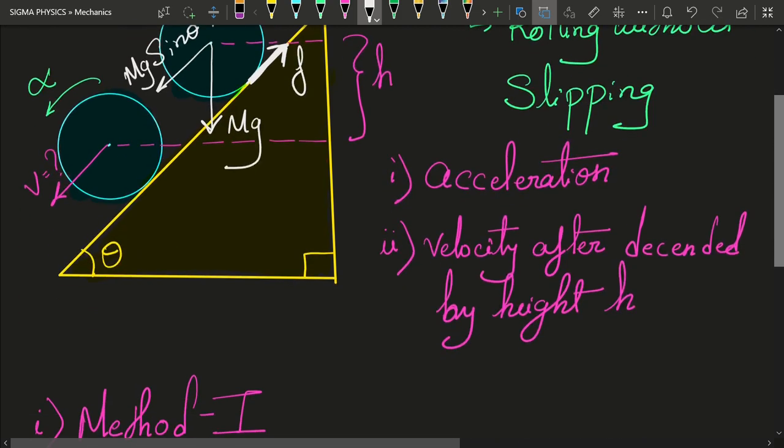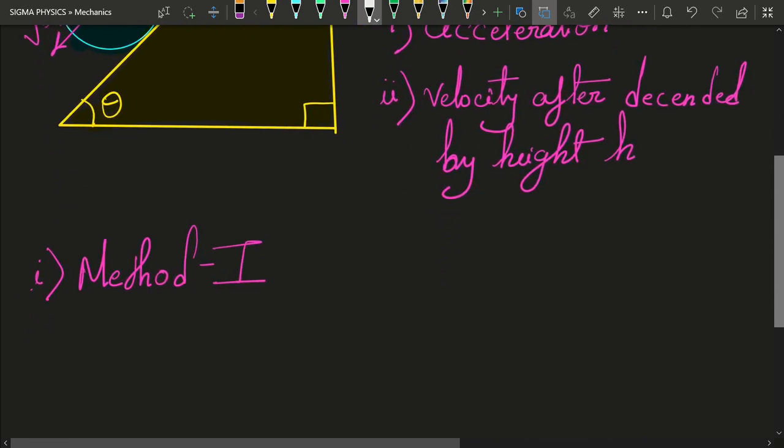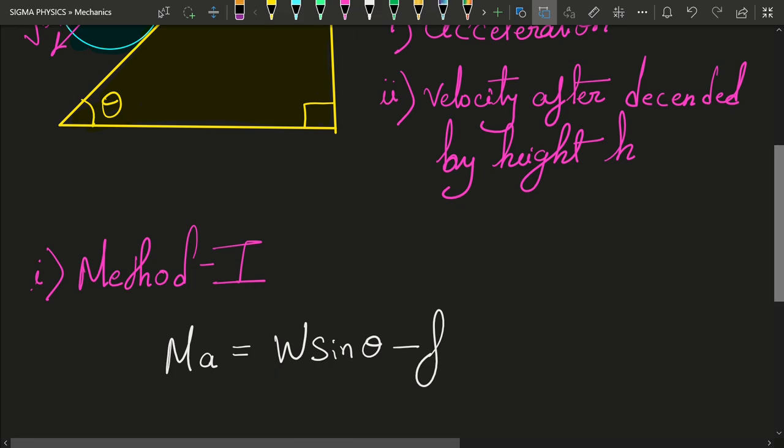And hence, the equation of motion of the body, which is the solid cylinder, is going to be ma, which is mass times the acceleration of the cylinder, equal to W sine theta minus the frictional force. So this term as a whole is the net force on the body, which is equal to mass times acceleration. This is the equation of motion, or Newton's second law.